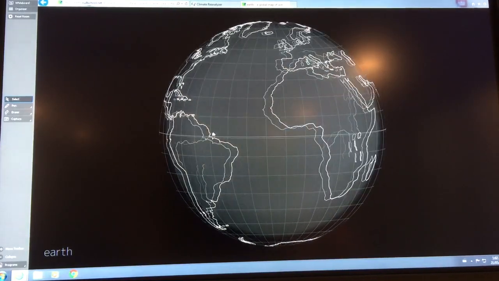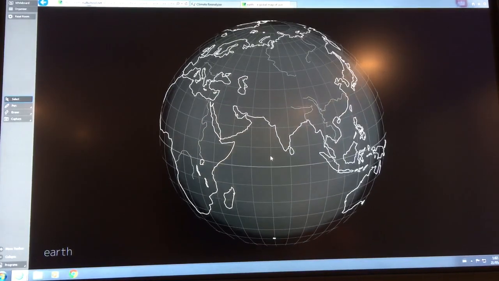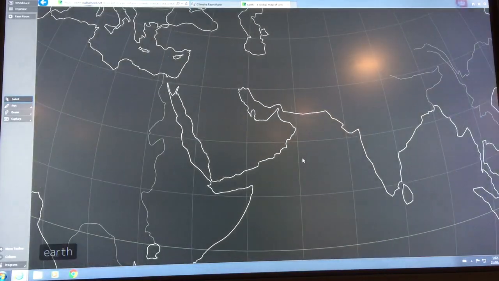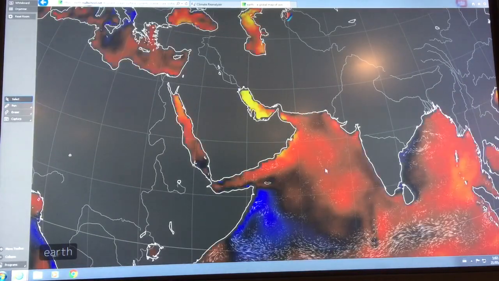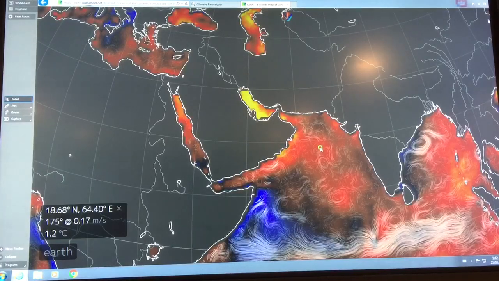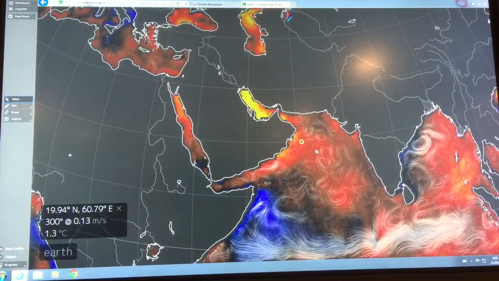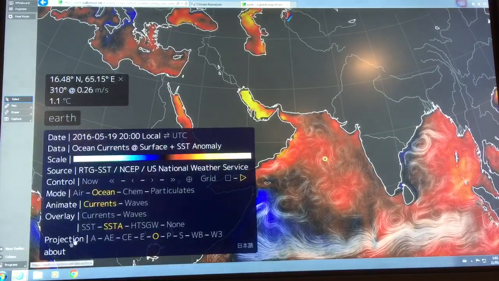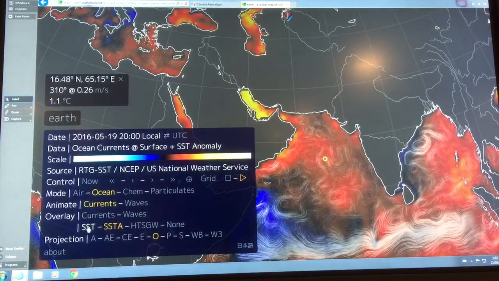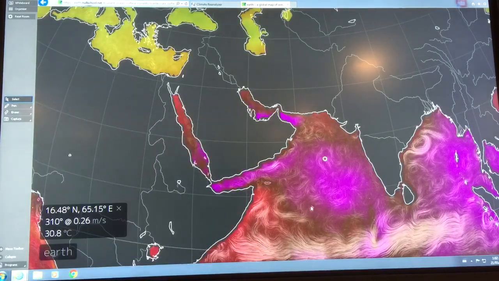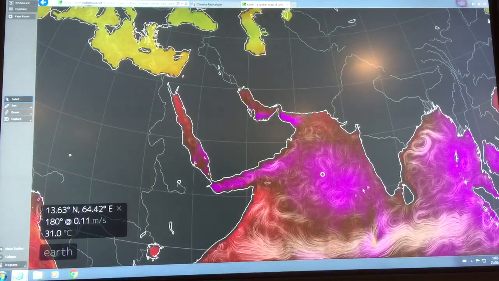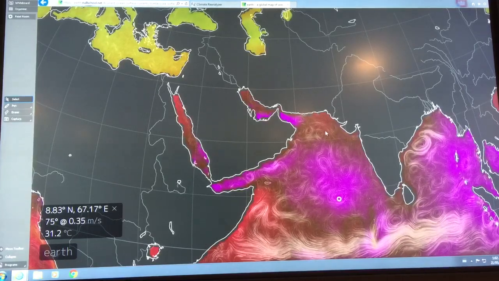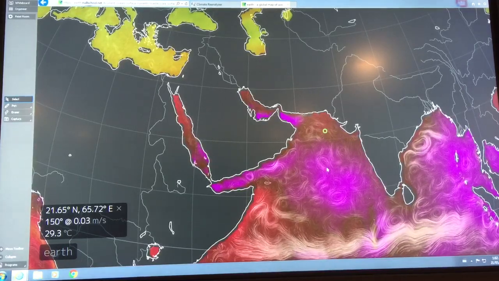If we go over to India and zoom in on it a bit, you can see that the water temperatures here are a little bit warmer than normal. Normal is very hot for this time of year. If we go to the sea surface temperature here, you can see the temperatures in this whole region are 30 degrees, 29 degrees, and so on.